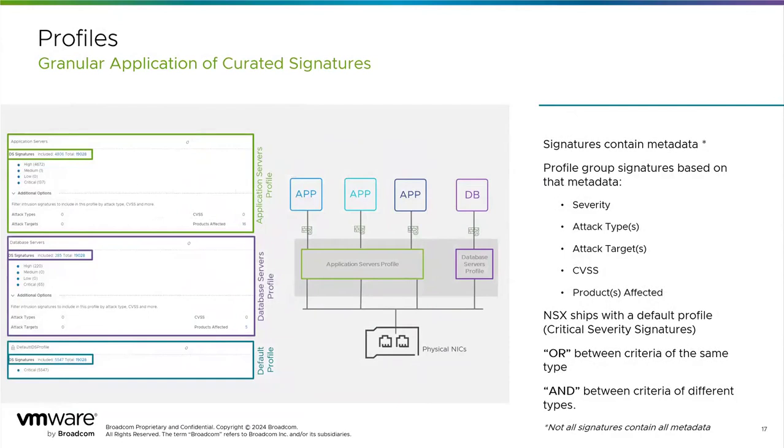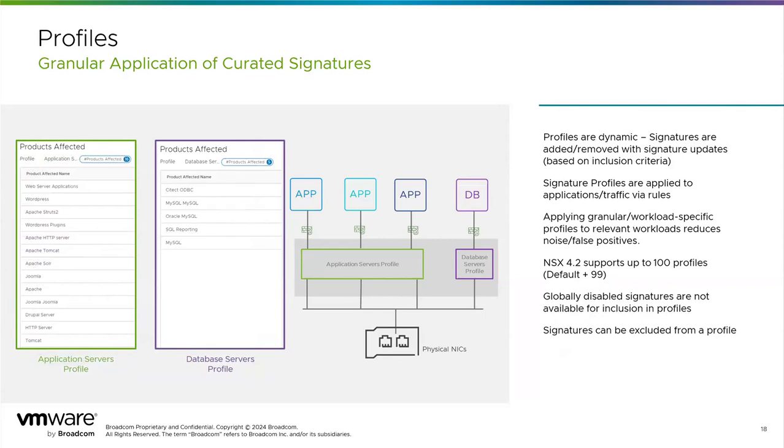Each signature contains metadata. Those profile group signatures are based on that particular metadata. You'll see on the left-hand side, we have the application and the database servers and the associated signatures within those sets. They could be within severity, attack types, attack targets, the CVSS score, or particular products affected. Now, NSX ships with a default profile. It's based around critical severity signatures only, or between criteria of the same type and between criteria of different types.